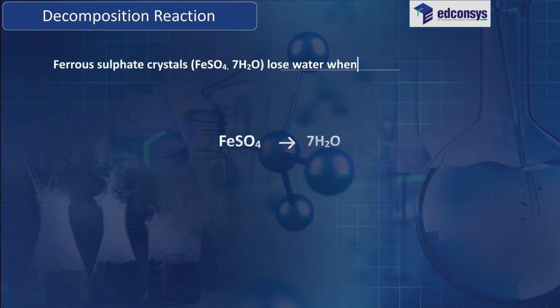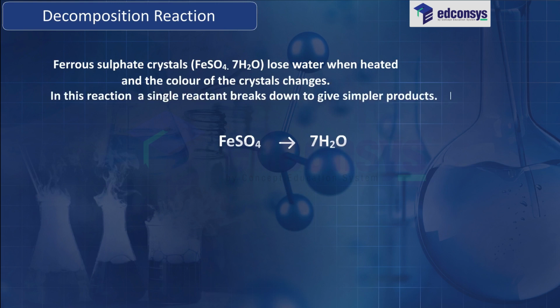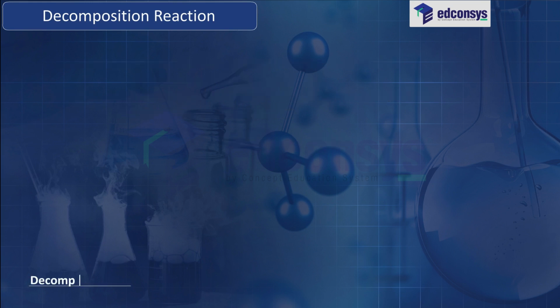Ferrous sulfate crystals lose water when heated and the color of the crystals changes. In this reaction, a single reactant breaks down to give simpler products. This is a decomposition reaction.